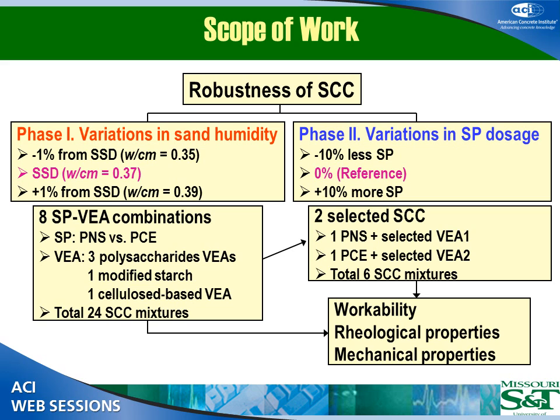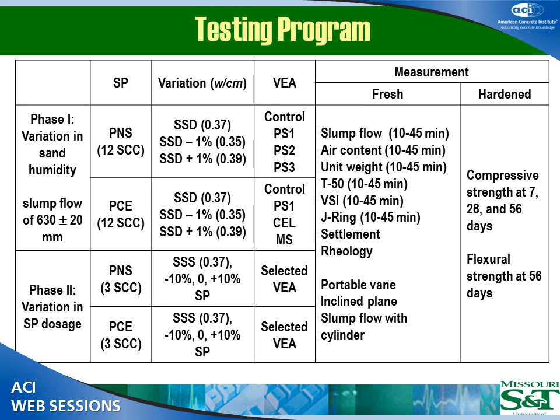So the superplasticizer dosage minus 10% plus 10%, simulating variabilities that we can get on batching of ACC. And again, we looked at workability, rheology, mechanical properties, and their variations. So I'm listing here some of the properties we looked at. So fresh properties, slump flow, air content, and their variation over time. T50, VSI, J-ring, surface settlement, rheology using concrete rheometer.